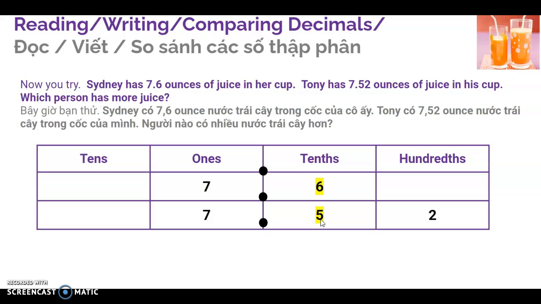I always think of this like money. 6/10 means like I have 60 cents or 6 dimes. 10, 20, 30, 40, 50, 60. Okay? And then this 5/10ths, just 10, 20, 30, 40, 50. So which is more, 60 cents or 50 cents? Yes, 60 cents. And if you just look at it, which is more, 6 or 5? 6. So the answer, who has more? The person who has 7 and 6/10ths, which is Sydney. Okay.